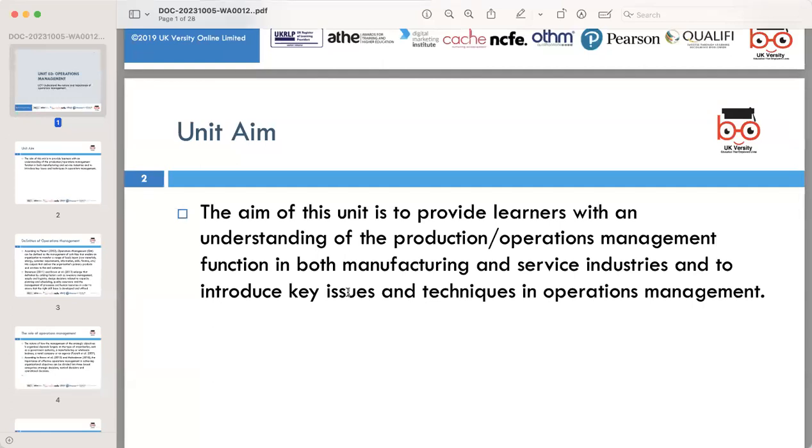Also, you will be equipped with the knowledge needed to effectively manage operational processes, and to identify and analyze key issues in operation management, including challenges related to resource allocation, process optimization, quality control, and cost management. You will understand the importance of aligning operational activities with the overall strategic goals of the organization, ensuring that resources are utilized effectively to achieve long-term objectives.